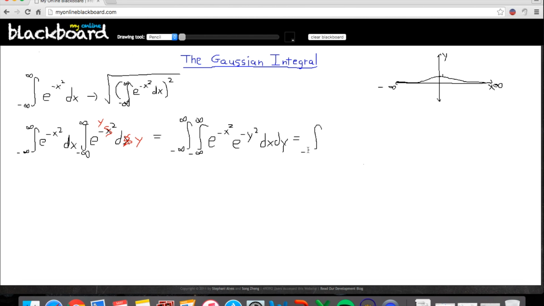We have the double integral again from negative infinity to infinity. I wish I could just copy and paste it. That'd be nice. I guess I should use a program for that, or a specific program. But yes, so we have e to the negative x squared plus y squared.